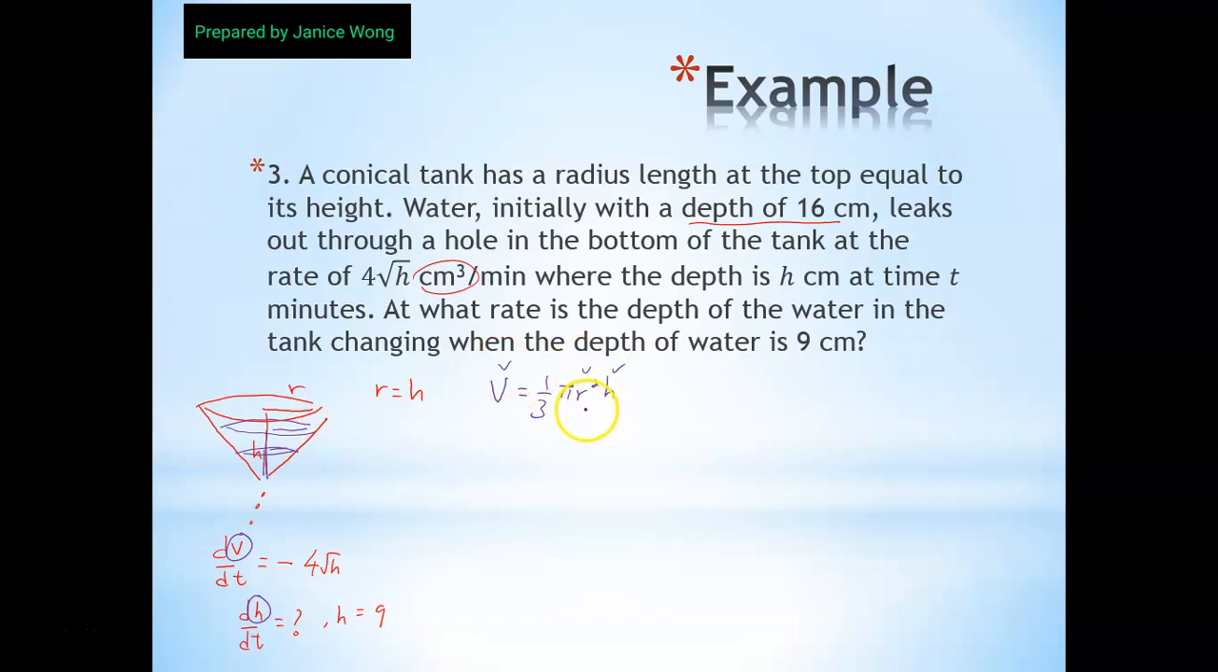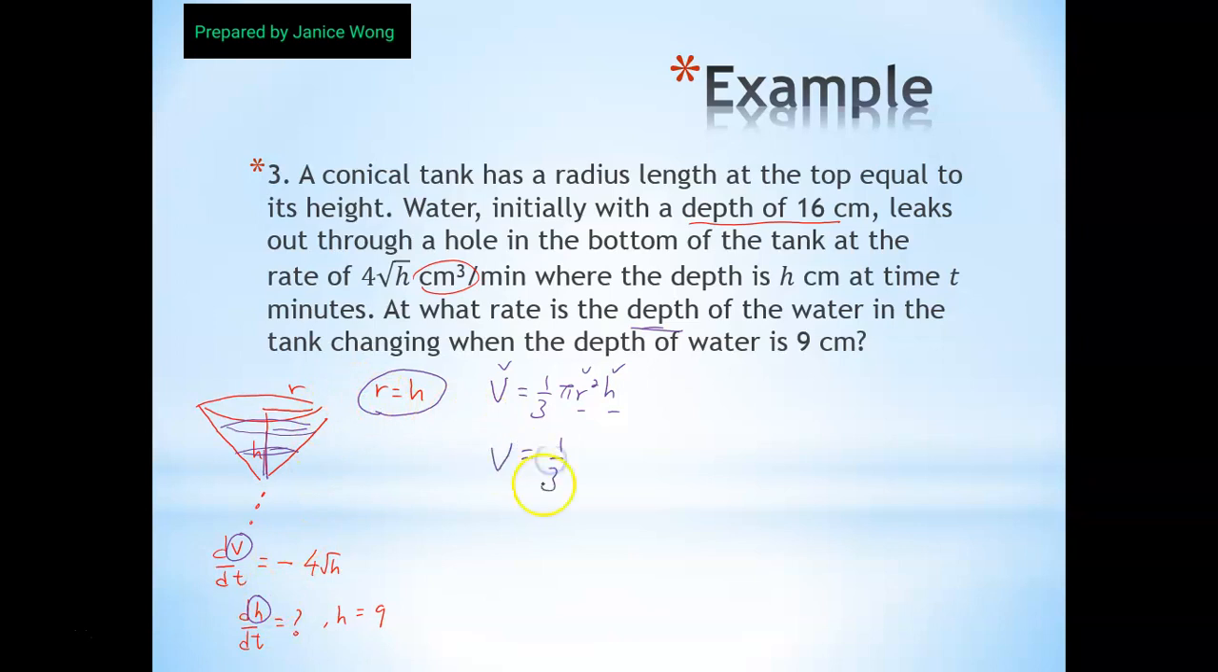In order to reduce to 2 variables, we need to know the relation between r and h. The question already mentioned, r equals h. So we need to replace r with h or h with r. So which one? Check the question. The question asks for the rate of the depth, rate of the height. So the formula must be in terms of h, not r. So we replace r with h.